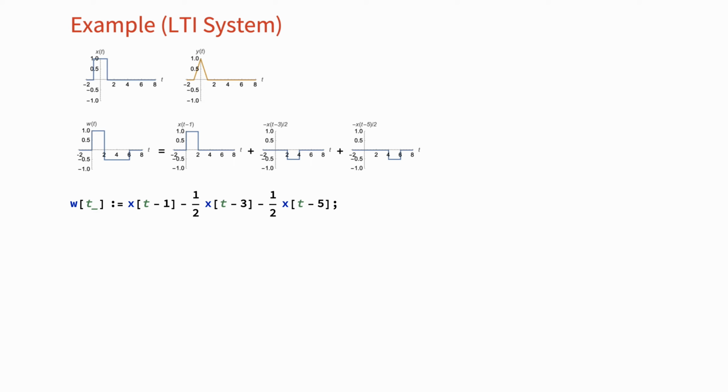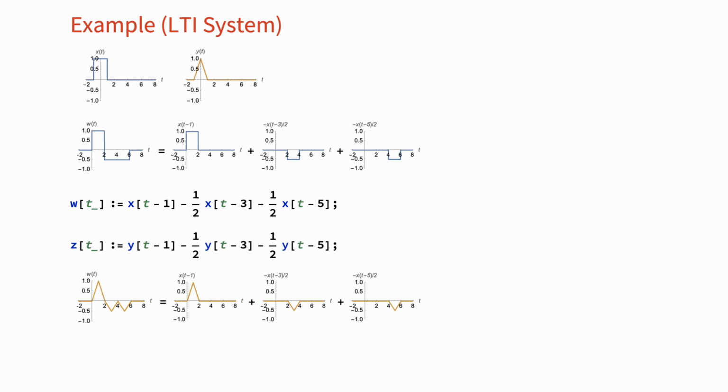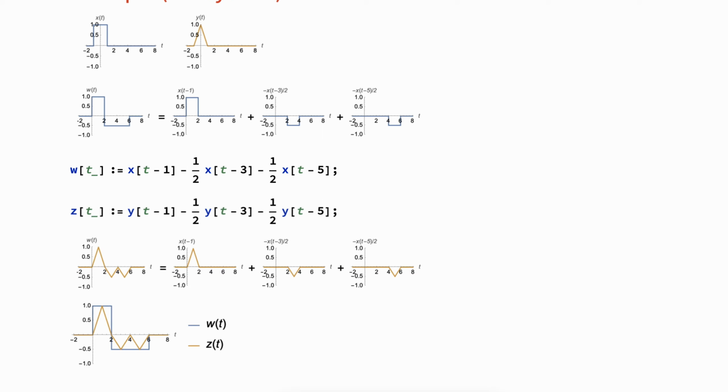Then since the system is linear, we can write the output as the summation of the output of these signals. And the output of these signals, for example, x of t minus 1, will be the shifted version of y of t by the same amount, y of t minus 1, since the system is time invariant also. So the output of w of t, if we call that z of t, for example, can be simply written as shown here. This graph also shows the input-output signals w of t and z of t together.